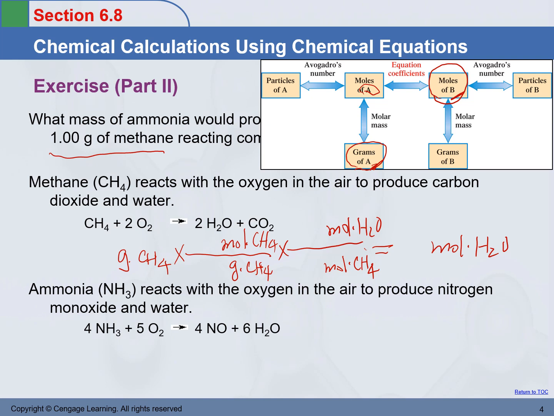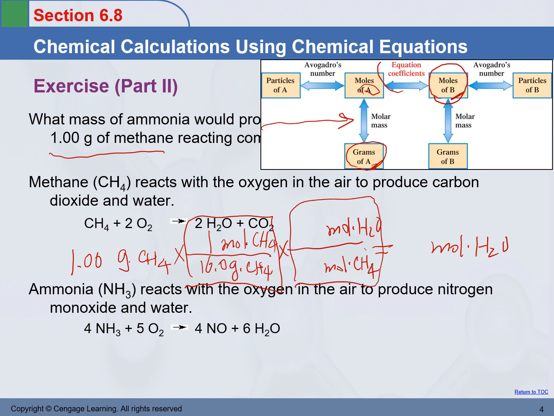All right, let's add the numbers in. Starting point, we have 1.00 grams of methane. What is this? The flowchart tells us this is the molar mass of methane. Let's use 12.0 for carbon, 1.0 for hydrogen, and that will give us 16.0 grams in 1 mole of methane, molar mass of methane. What is this conversion factor then?